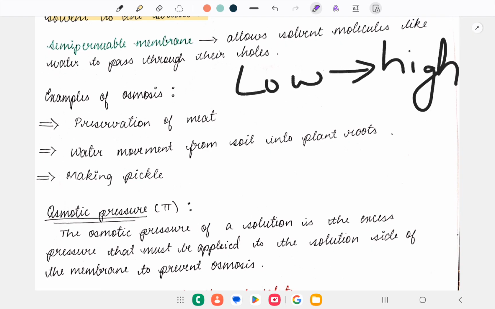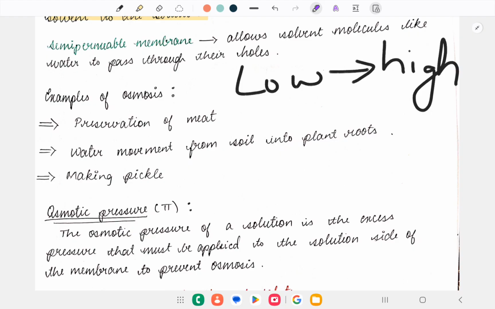It is used in the preservation of meat by salting and of fruits by adding sugar, which protects against bacterial action. Through the process of osmosis, a bacterium on the salted meat or sugared fruits loses water, shrivels, and will not be able to grow. And next, the water movement from soil to the plant roots and subsequently into the inner portions of the plant is partly due to osmosis.